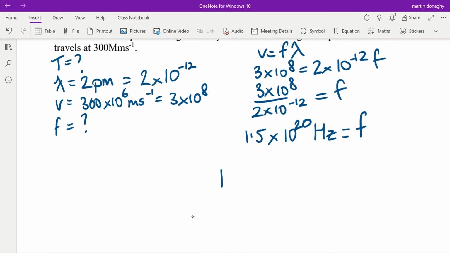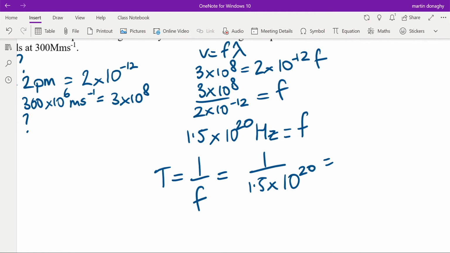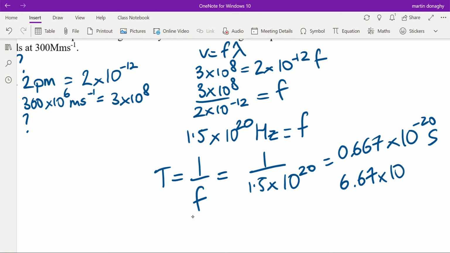However, we need to find the time period. So the length of time for one of those waves, so 1 divided by 1.5 is 0.667. I mean, type this into your calculators is probably easier. Seconds, which would just be 6.67 by 10 to the minus 21 seconds. Okay.